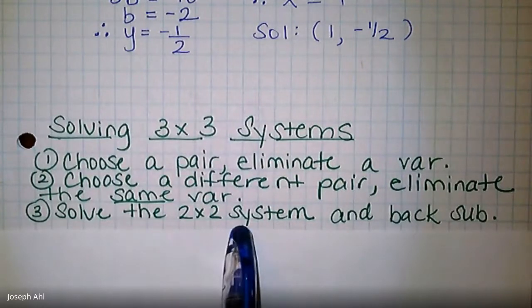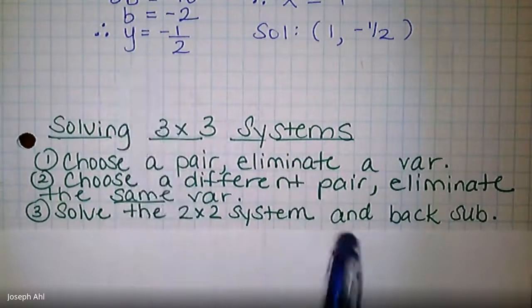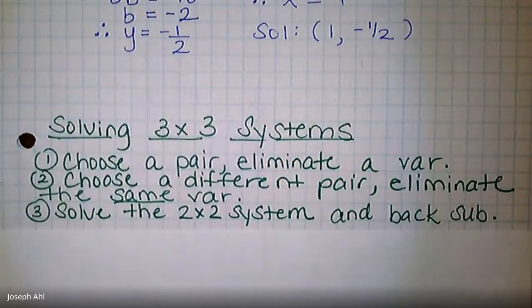And you're going to solve that using elimination, just like we did up here, and then do what I call back substitute. So once you find the value of the first variable, plug it in to find the second in your 2x2 system. Then take both of those answers, go back to the original 3x3 system, and find one of the missing variables.